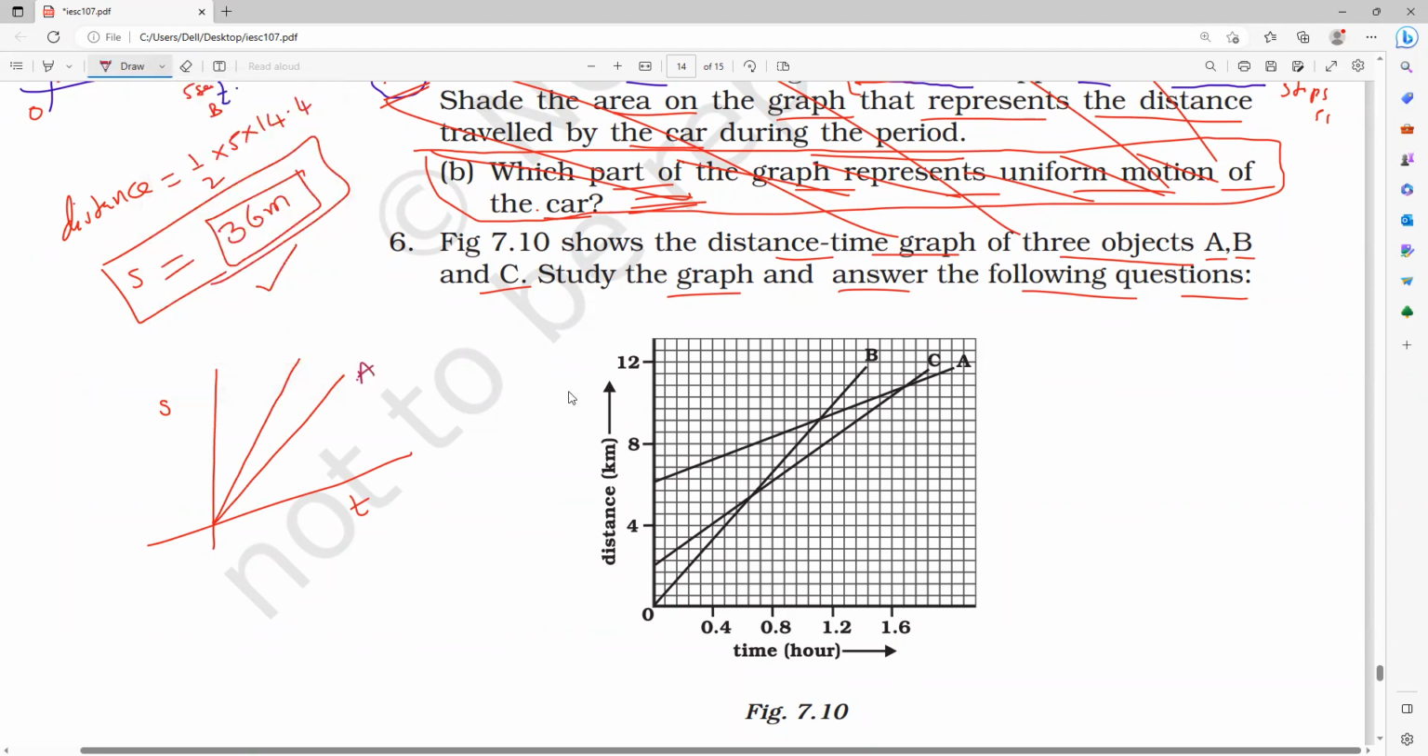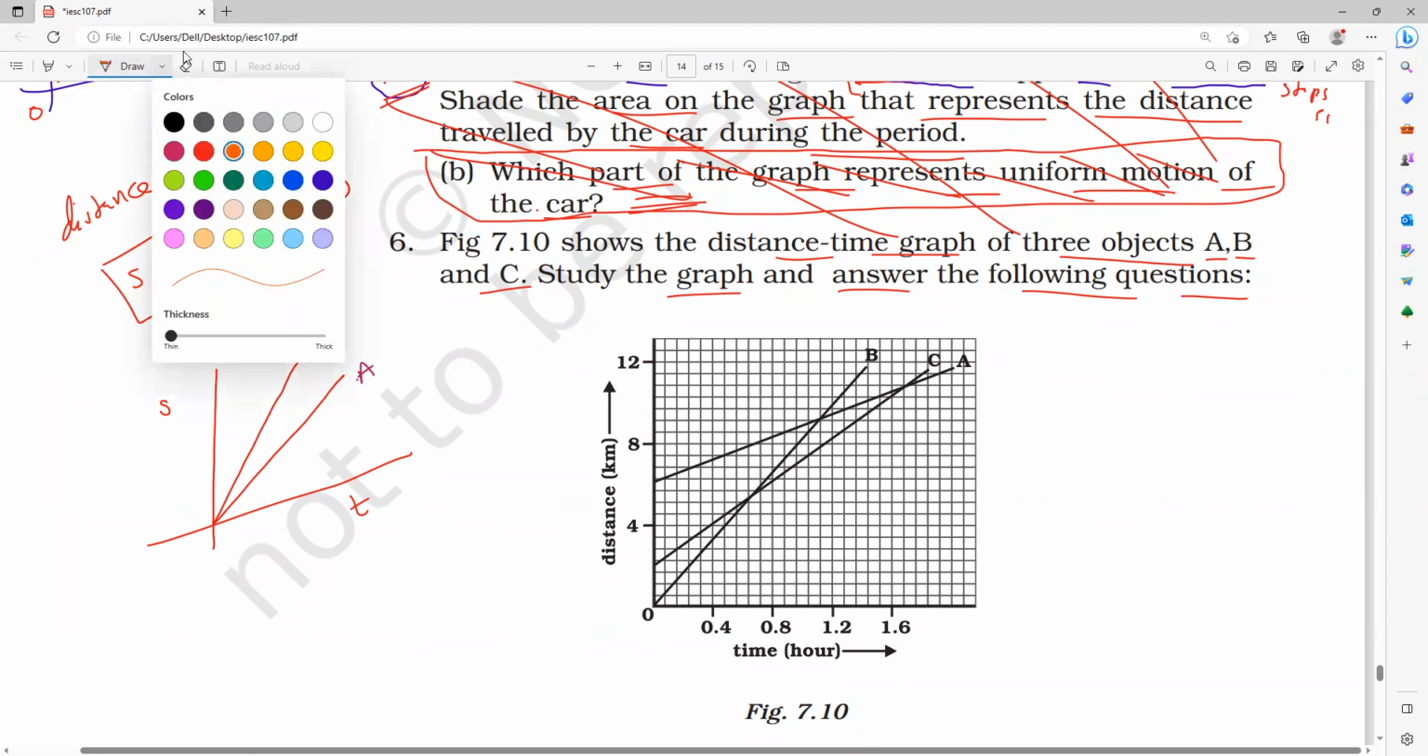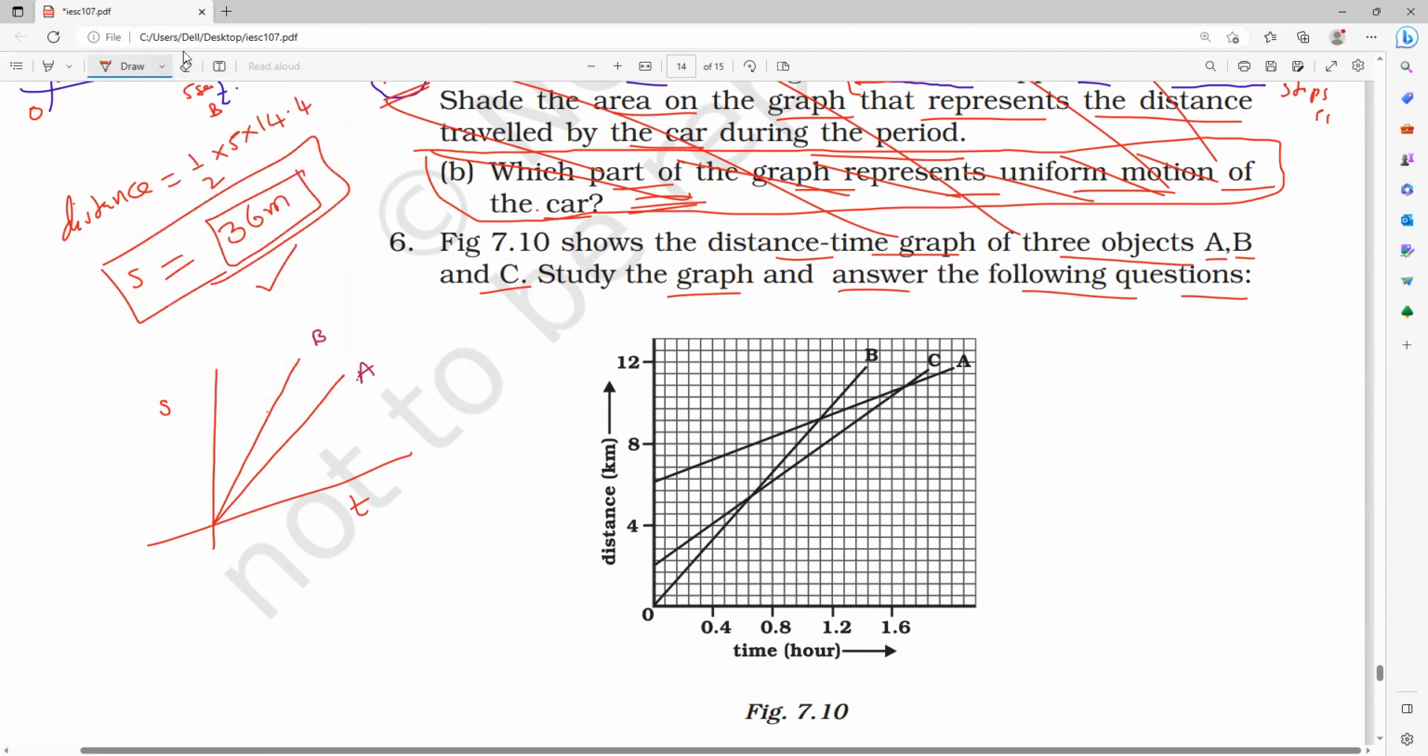Let me take this as body A and this as body B. Whose slope is greater? B, sir. The slope of B is greater. So who is traveling faster, A or B? B. The slope of B is greater than the slope of A, so B is faster. I taught you, or not? Yes, sir. So that is what you remember.